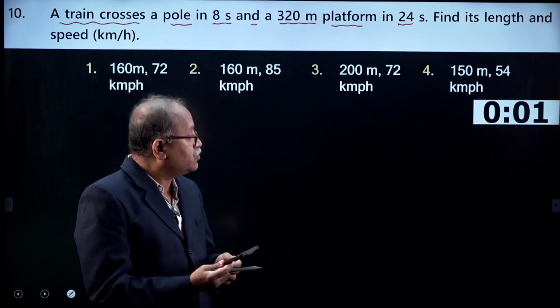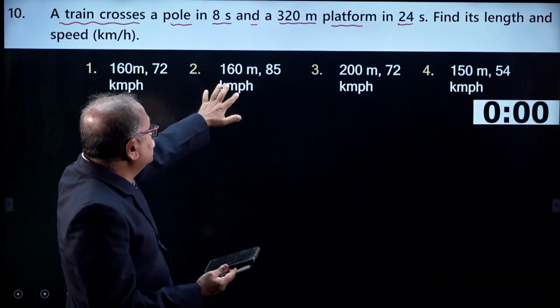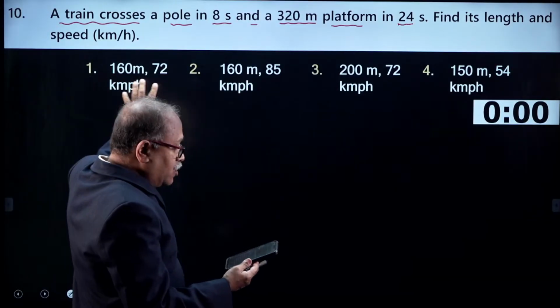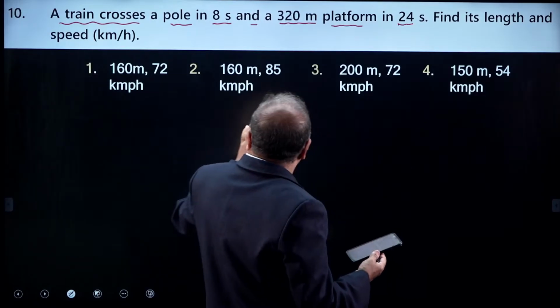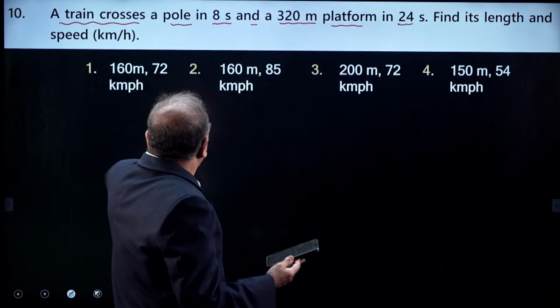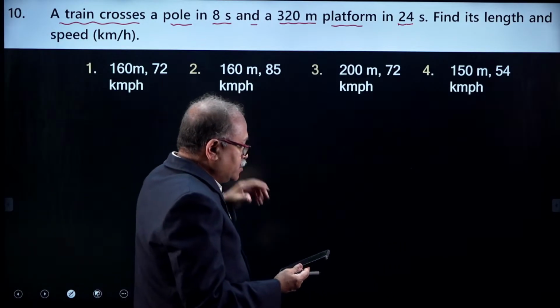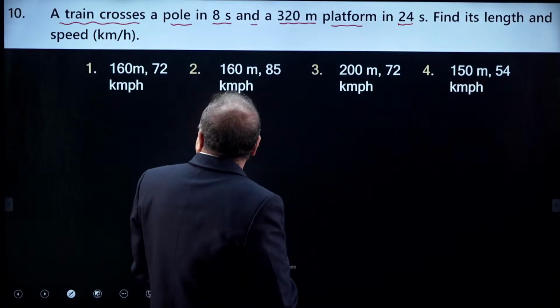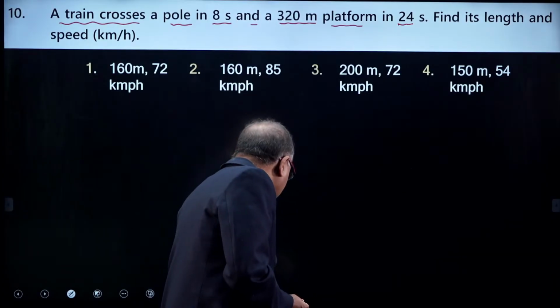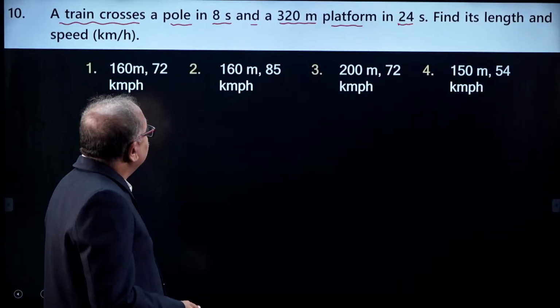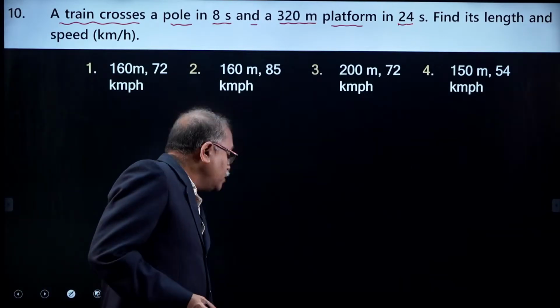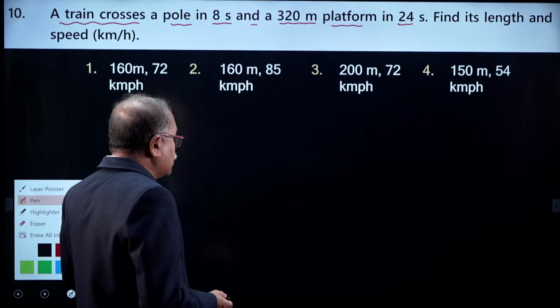160, 72. Pandu has said 160 and 72. Option choice A, it says. Option choice A. Pandu, shall I check the answer? 160. No, this is not right. So, allow me to answer the question over here.